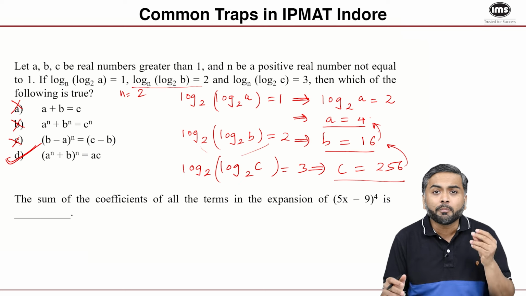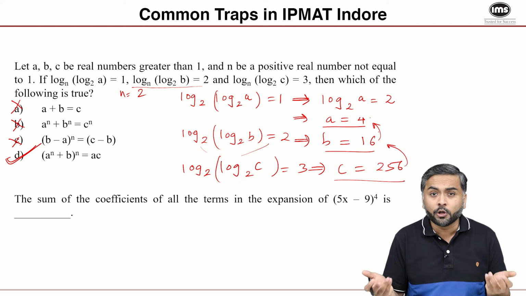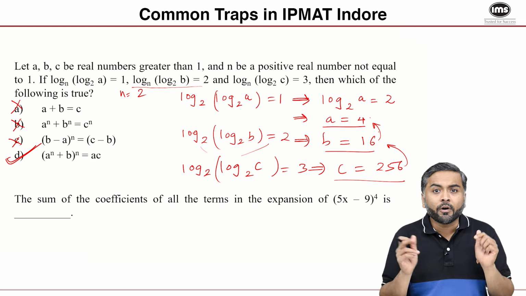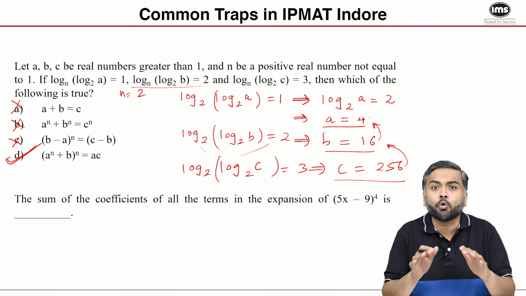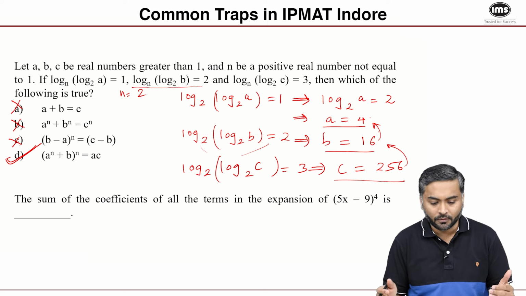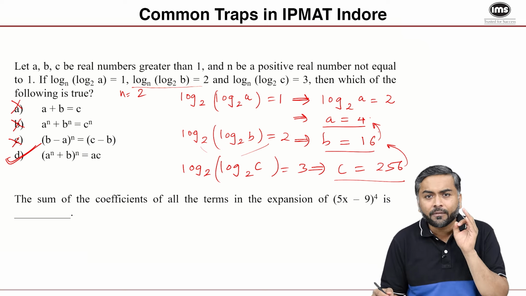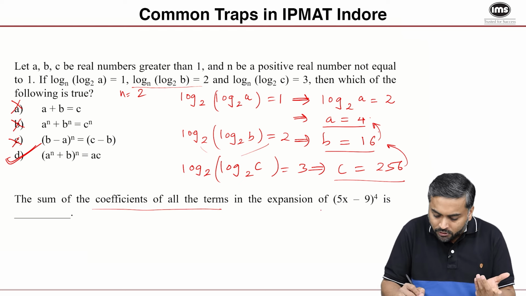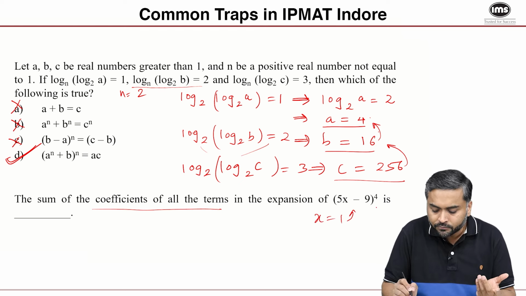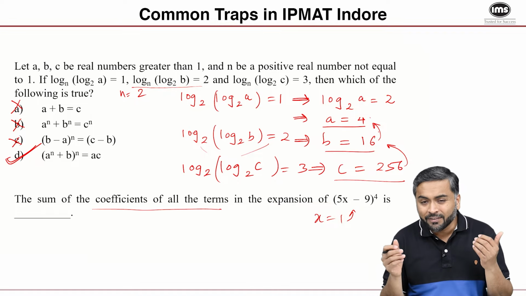This question could have been simply solved by assuming the values. In the exam, they are not going to check how you solved it. In the exam, what matters is whether you have typed the right answer or marked the right option or not. If you look at the next question, this question can be solved in 10 seconds, 15 seconds max. The moment they ask you the coefficient of the terms, you simply substitute x is equal to 1. If you know the technique, you can get this question in 15 seconds.